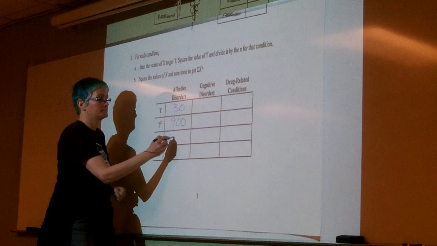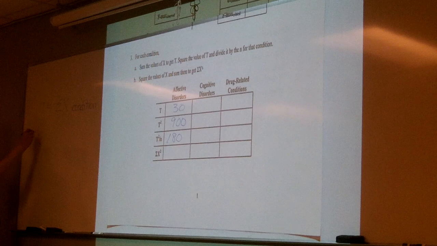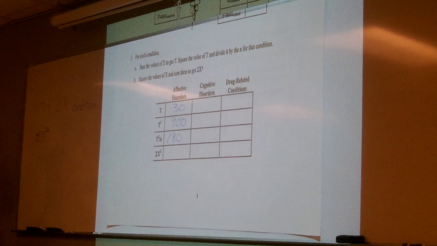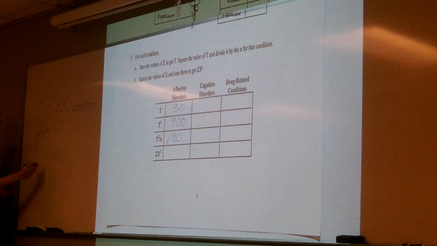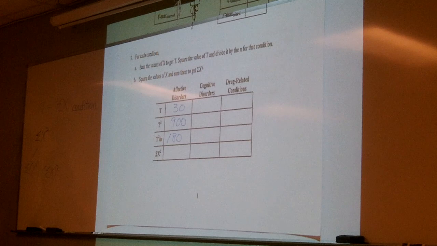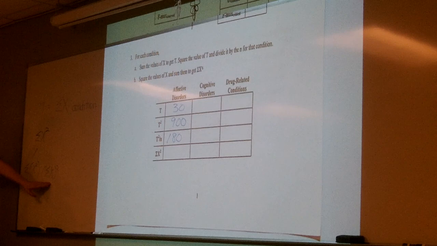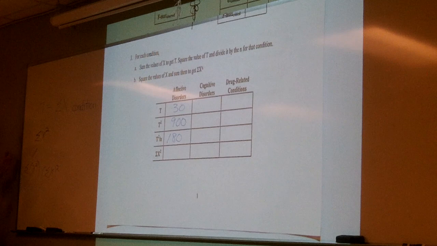Okay. Here's where it gets a little bit tricky. The last one here says sum of x squared. And you can't tell from looking at this notation whether we're talking about the sum of all the x squareds or the sum of x, then squared. You can't tell from looking at that notation. However, if you think about it, we already have a value up here that means the sum of x and then squared. What is that? That's the same thing as this one right here, T squared.